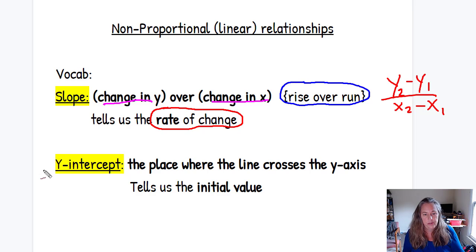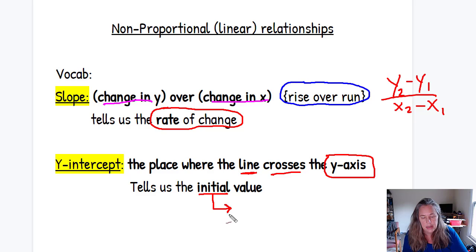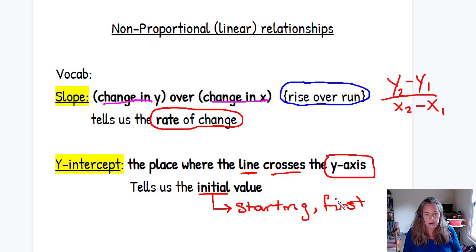The y-intercept, this is a new vocab word for you. It is the place where the line crosses the y-axis, and it tells us the initial value. And in this case, initial means starting or first. So I'm going to let you pause and take those notes, and then when you're ready, you can start again.